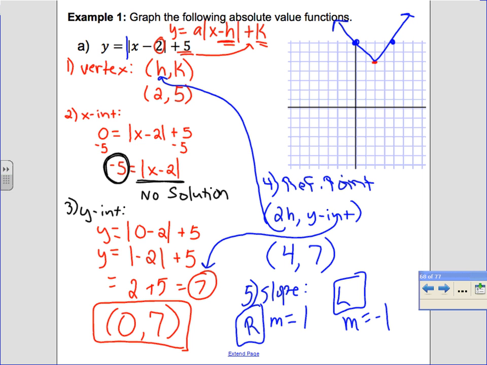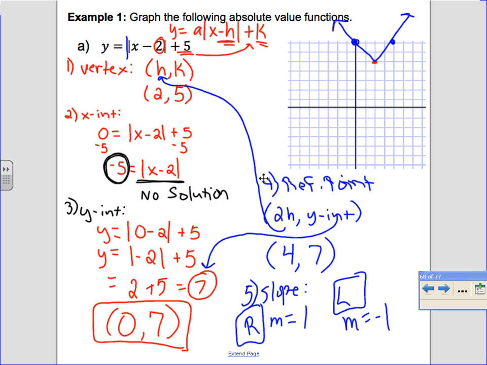Let's see if this works. If we go from this point to this point, we go up 2 over 2. 2 divided by 2 is 1, so that's true. On the left-hand side, going from this point to this point, we go down 2 to the right 2. That's -2 divided by 2, which is -1. So you get a slope of -1 for the left-hand side. You don't necessarily always need the slope. It's just a good way to check to make sure that your function is correct.